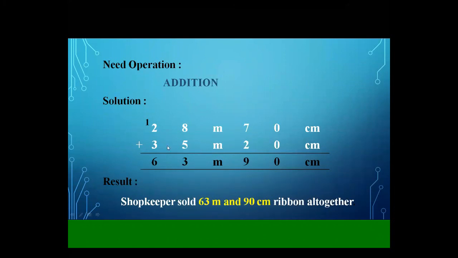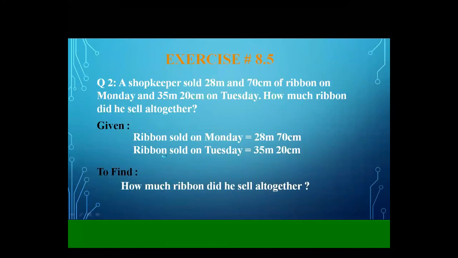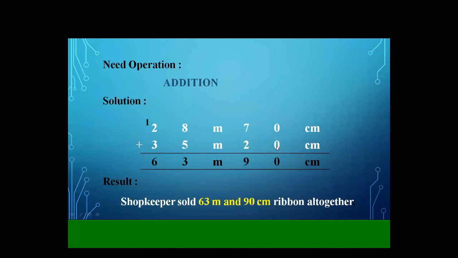Fourth step, 28 meter 70 centimeter on Monday and 35 meter 20 centimeter on Tuesday. You just add up these two. 0 plus 0, 0. 7 plus 2, 9, 90 centimeter. 8 plus 5, 13, 3 here, and one of these 3 shifts here. So 3 plus 2, 5, and plus 1, 6. So how much ribbon did he sell altogether on Monday and Tuesday? 63 meter, 90 centimeter. The shopkeeper sold 63 meter and 90 centimeter ribbon altogether.